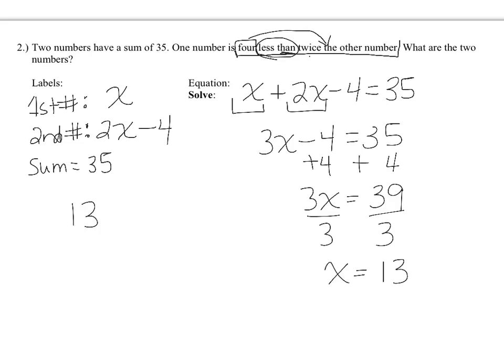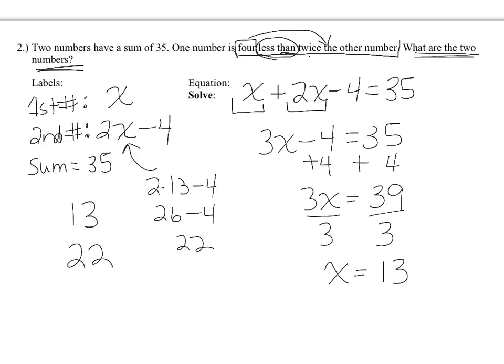The other number we would plug in for x. We would do 2 times 13 minus 4. Since 2 times 13 is 26, and 26 minus 4 is 22, that would be the other number. The other number is 22. So the question, what are the two numbers? Well, the two numbers are 13 and 22. So I'm going to put a box around that because that's my final answer.